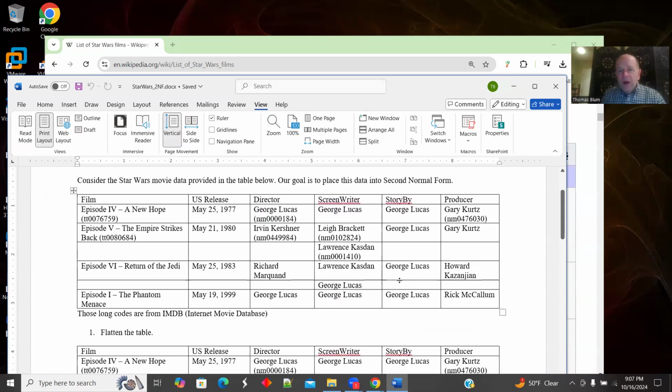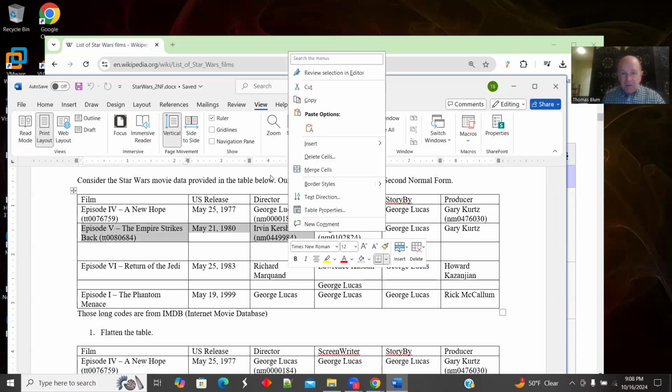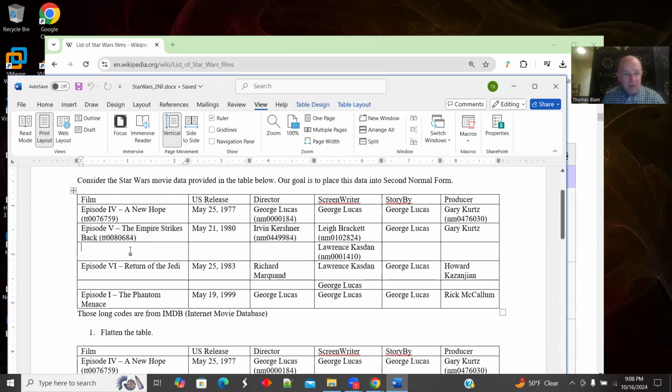So the first thing one does in a normalization exercise is flatten the file. So here I have this example: the screenwriter of The Empire Strikes Back is multi-valued. Leigh Brackett and Lawrence Kasdan were both credited with screenwriting of The Empire Strikes Back. So then we take this information and repeat it.